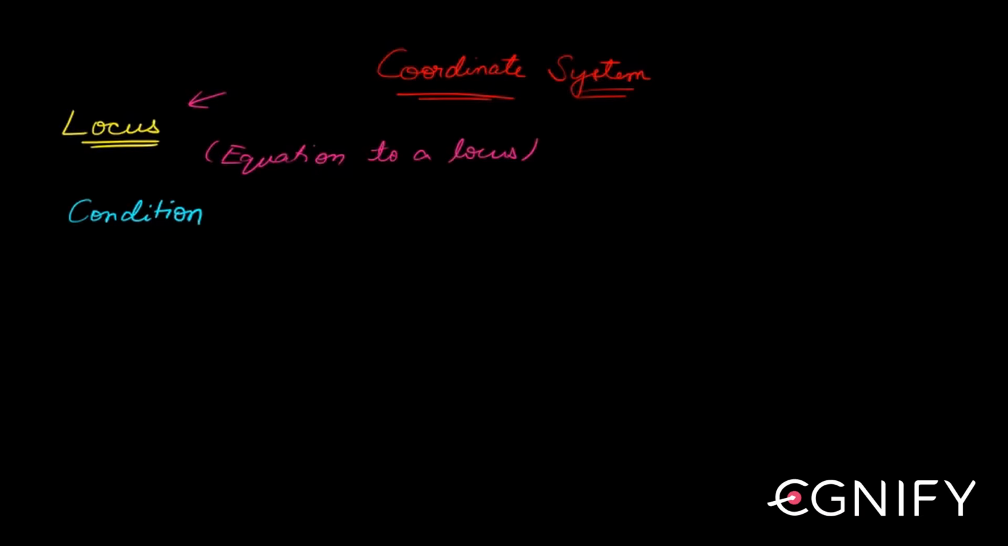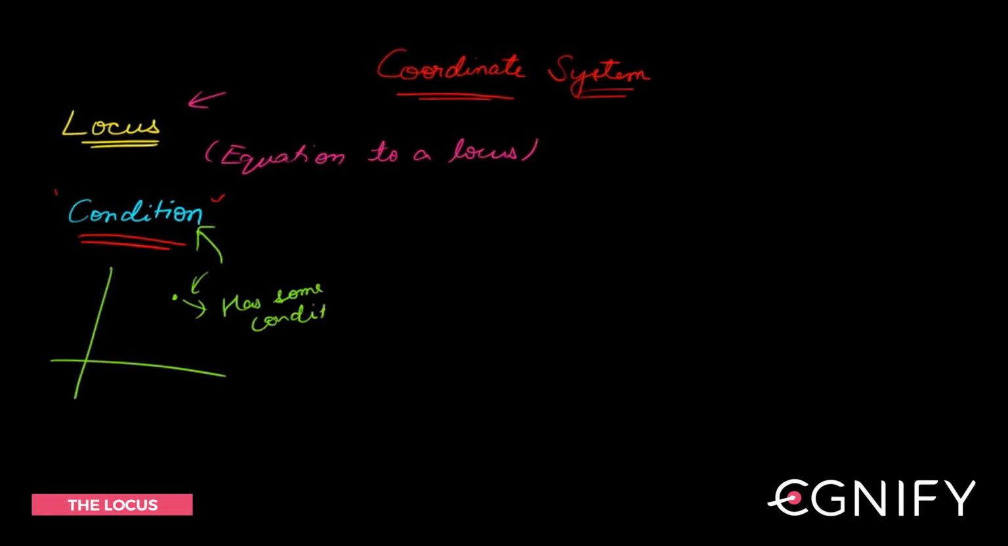What do we mean by a condition? Take the literal meaning of what a condition is: a condition or a restriction. Like I might have in my coordinate system, this is my coordinate system, right? In this coordinate system, I might have a point, and I will say that this point is under some condition, some constraint to be obeyed. Now every point in the space which obeys that condition, the collection of those points, is called a locus.